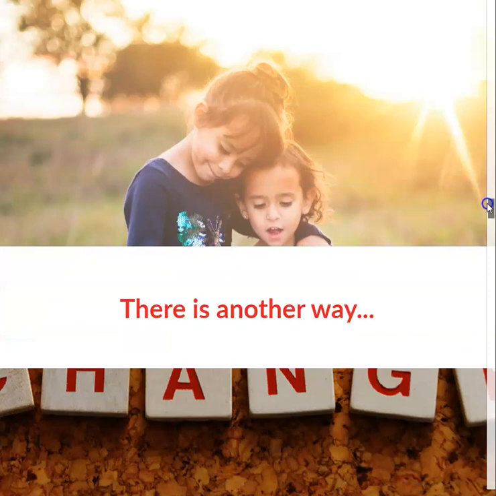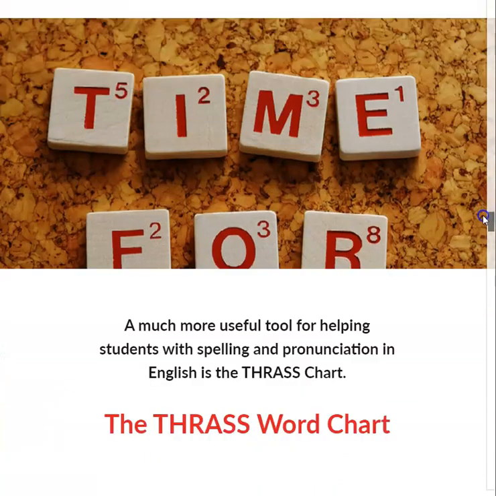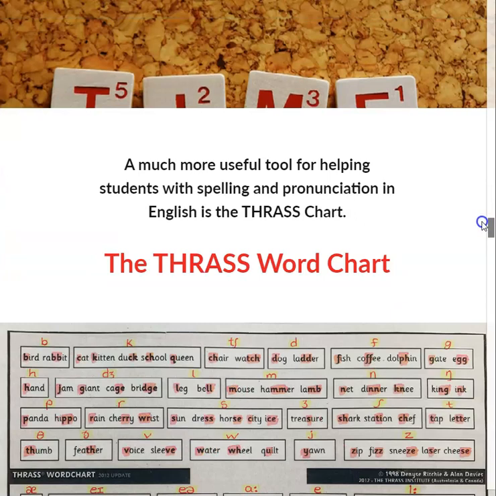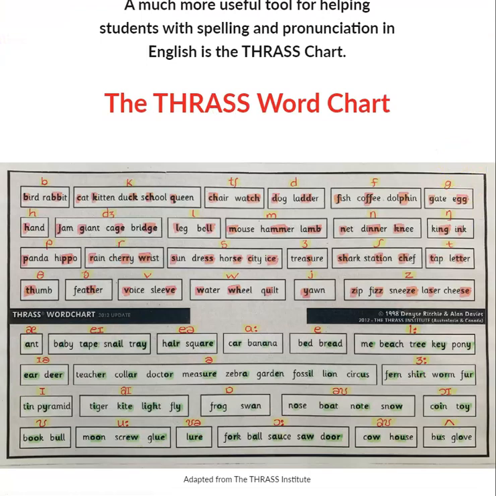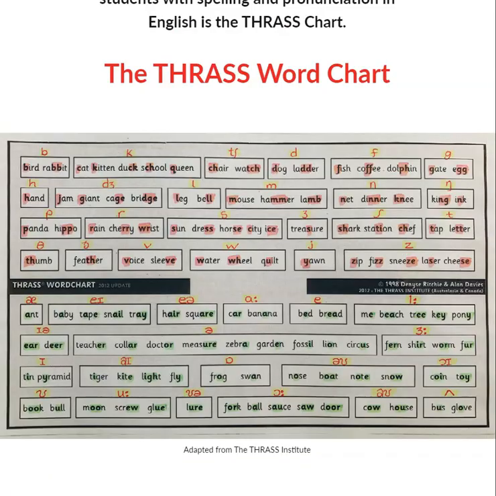There is another way. A much more useful tool for helping students with spelling and pronunciation in English is the THRASS Chart. This picture below shows you the THRASS word chart. And this was developed by the THRASS Institute. What's great about this chart is that it contains all the 44 phonemes of spoken English and the most common spelling choices.